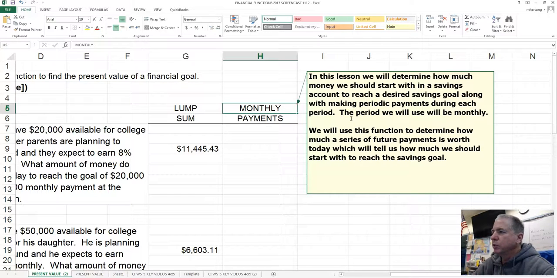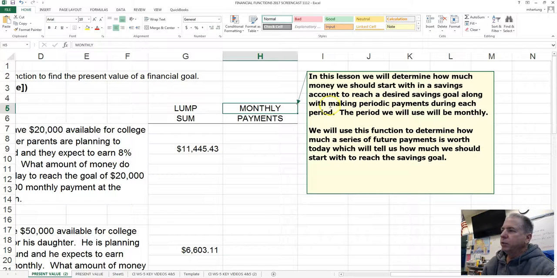We will use this function to determine how much a series of future payments is worth today, which will tell us how much we should start with to reach the savings goal, and that's the whole point of the present value function. How much is a future series of payments worth today? And as we go through this, we're going to see that it does return a value that is in red or negative, which is to indicate that it's money that we are paying out.